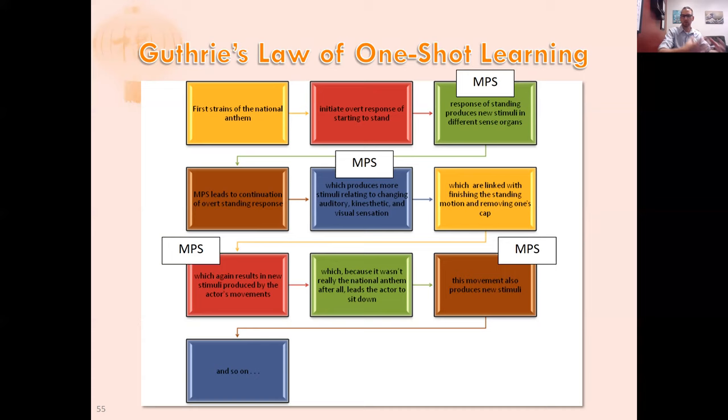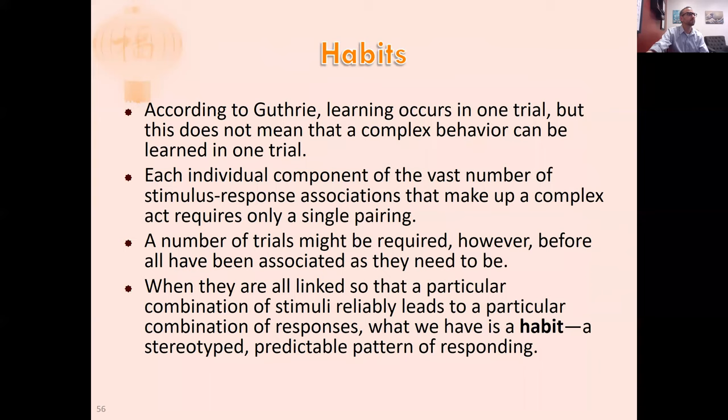So Guthrie argued that learning occurs in one trial, but this doesn't mean that a complex behavior can be learned in one trial, right? We don't learn how to shoot a basketball by only shooting one time. So again, each component of the stimulus response associations that make up a complex act requires only a single behavior, a single pairing. But to create the full sense of behavior, you need a lot of associations.